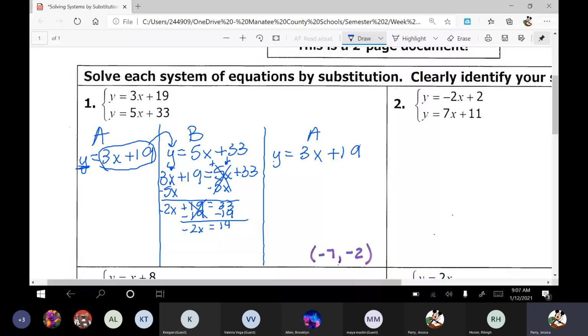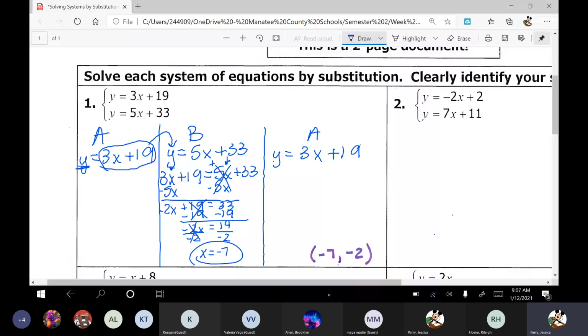One more step, let's get rid of this negative 2. Since we know this is read as multiplication, we read that as negative 2 times x. We're going to do the opposite, divide by a negative 2 on both sides, so it cancels out. And then we have our x equals positive 14 divided by negative 2 is negative 7. So we have part of our answer.